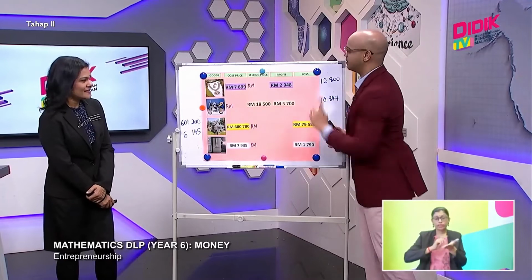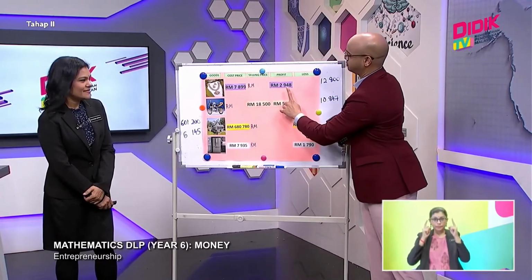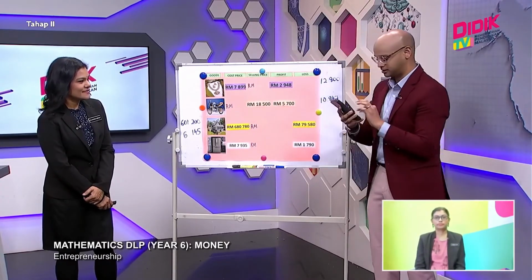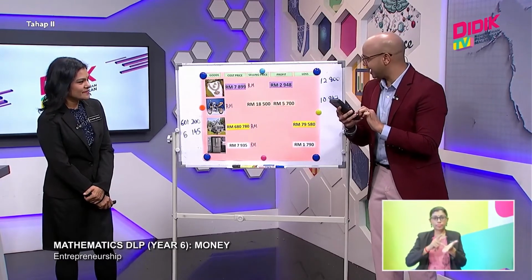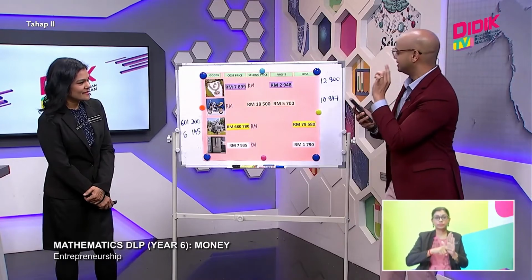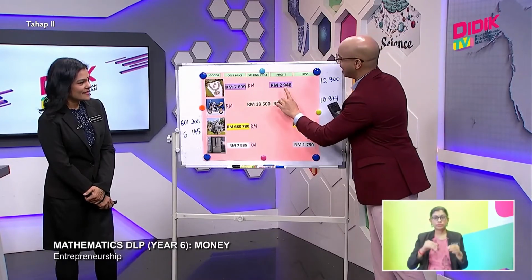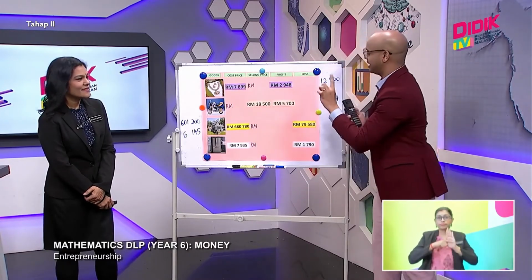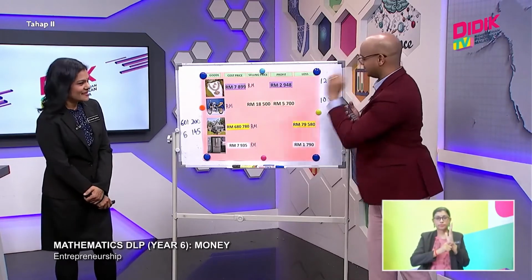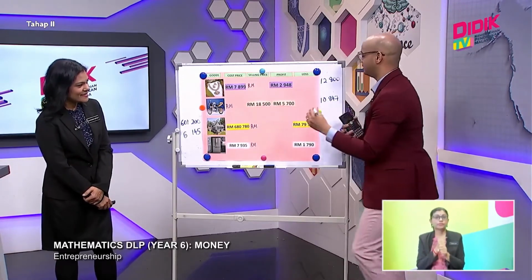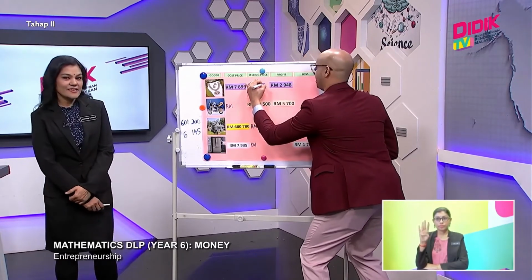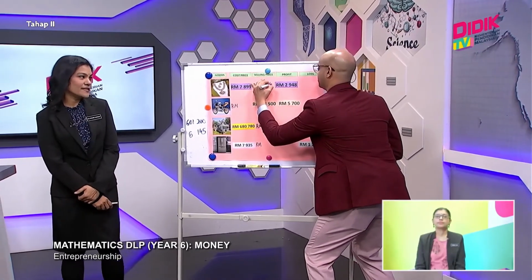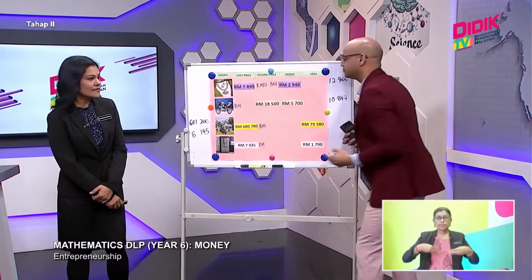So the first one here we have is jewelry. That's the cost price and profit. So I have to fill in the selling price. So cost price plus profit, I get 10,847 ringgit. So here, 10,847. Yes, this is correct because the selling price is higher than the cost price.